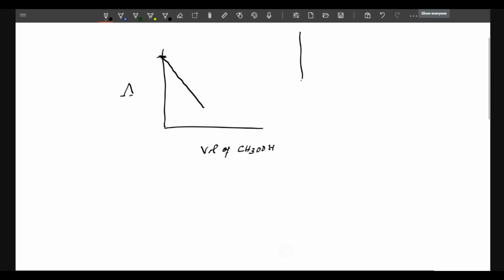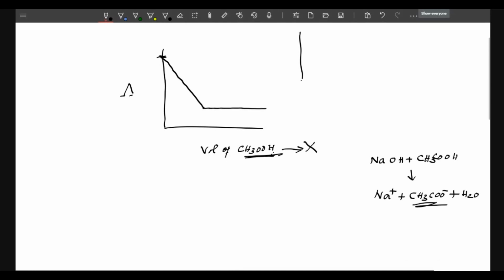After the equivalence point, the weak acid cannot be ionized, because during the reaction, sodium hydroxide and acetic acid have already reacted to give sodium ion, and acetate ion is present in large amount, plus water. Due to the presence of the common ion, acetate ion, it will not ionize, and the conductivity will remain the same.